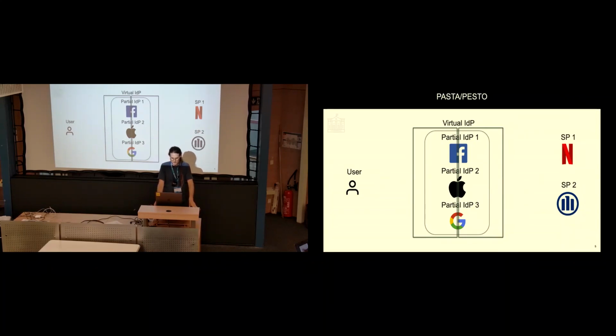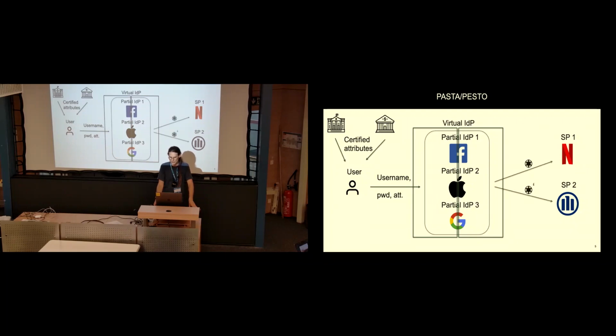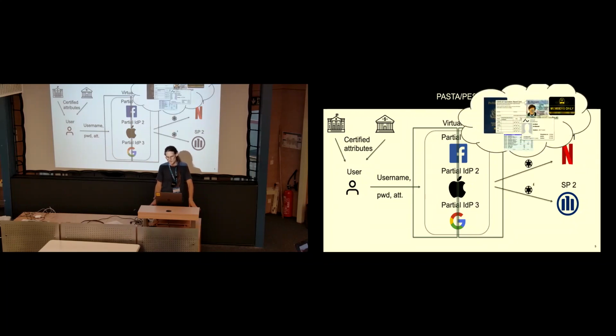So if we look at that situation, basically we have the same, except now the virtual IDP needs to have a bunch of certified attributes from different authorities, which they need to store in order to make these tokens. So in this situation with the distribution, they become data silos of very sensitive and personal information, which is clearly undesirable.